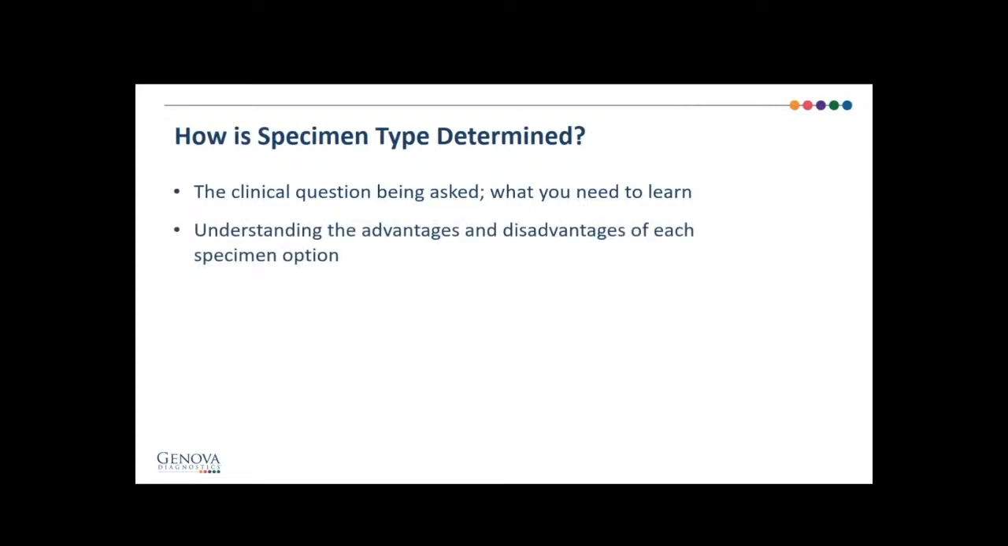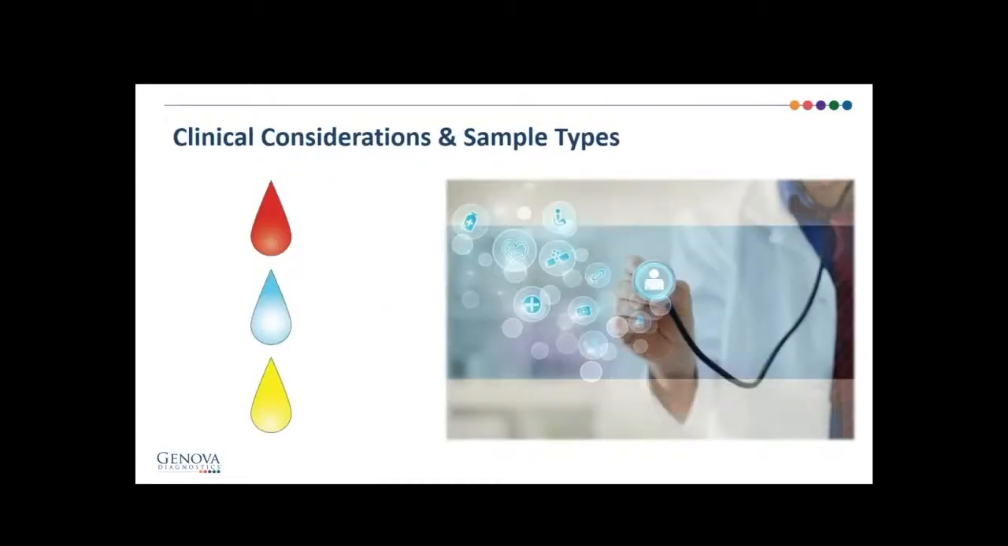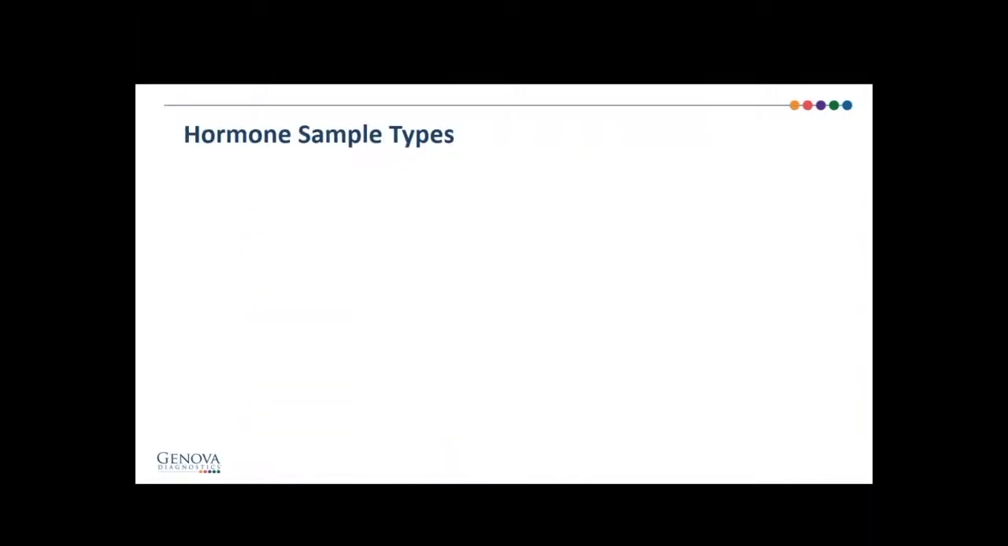Understand the advantages and disadvantages of each specimen option. And we'll go through these. And again, there's a lot of discussion out there in the field amongst many people who study this all the time in terms of the advantages and disadvantages of the various specimen types. And what therapeutic modalities are being used? How do you intend to treat the patient? So, what are the clinical considerations and sample types? We're going to look at blood, we're going to look at saliva, and we're going to look at urine and just get a feeling for when I lean to one over another.